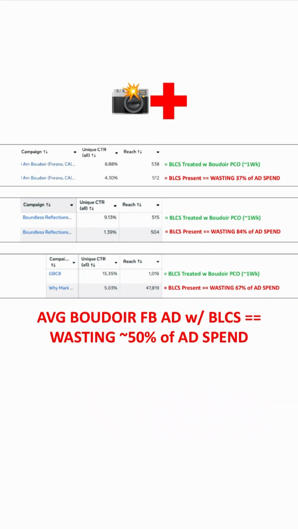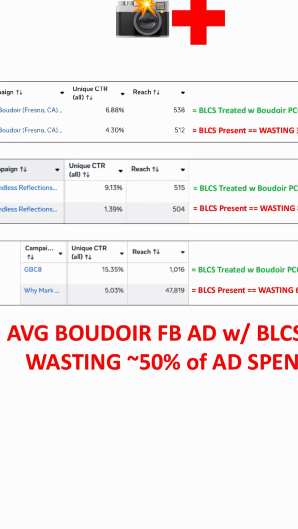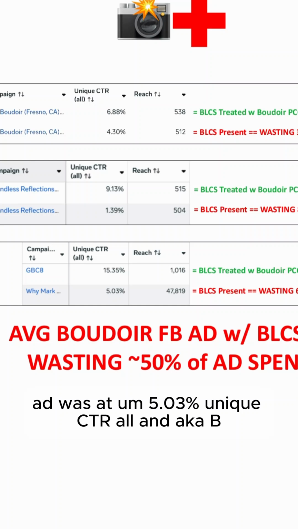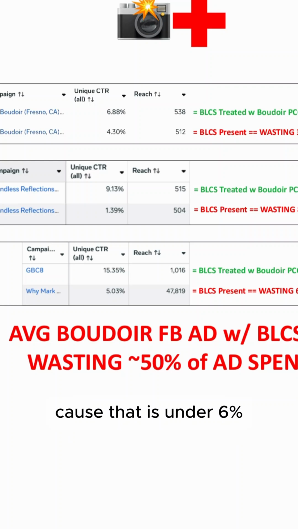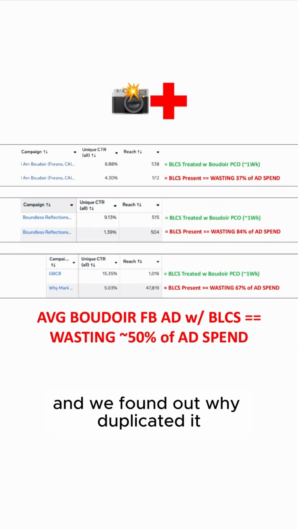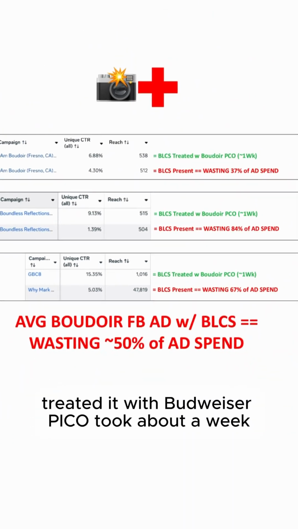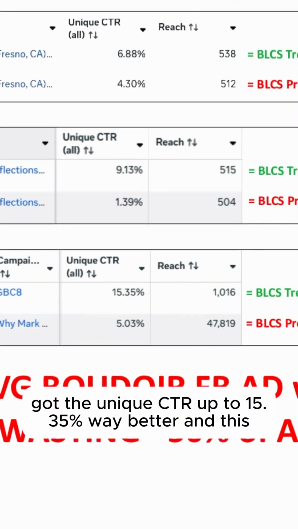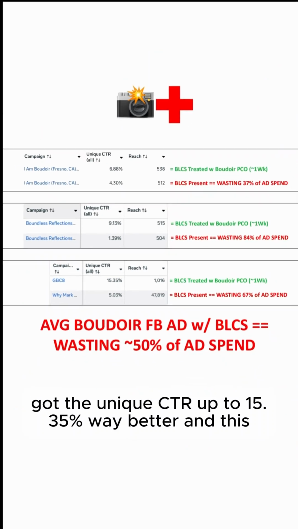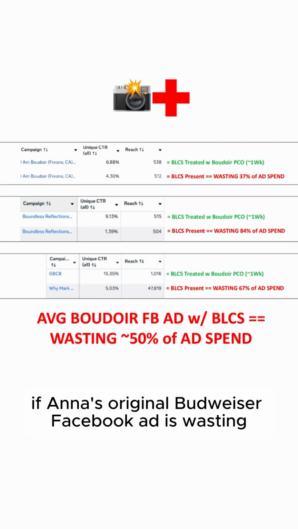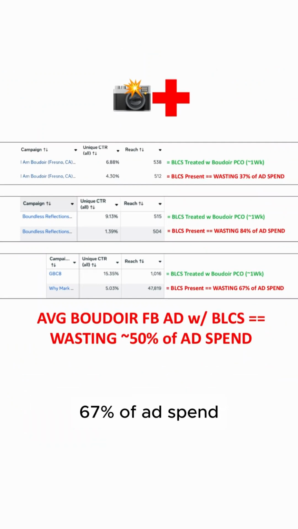Finally, had a patient test his Boudoir Facebook ad, and found out it was at 5.03% unique CTR, aka BLCS was present, because that is under 6%. I duplicated it, treated it with Boudoir Pico, took about a week, and got the unique CTR up to 15.35%, way better. And this one's insanely good. So we found his original Boudoir Facebook ad is wasting 67% of ad spend.